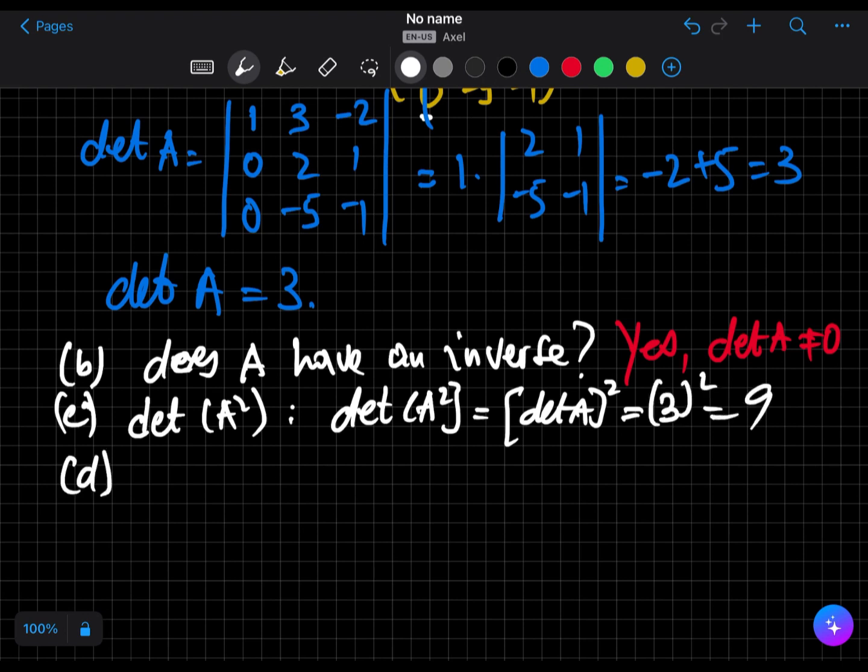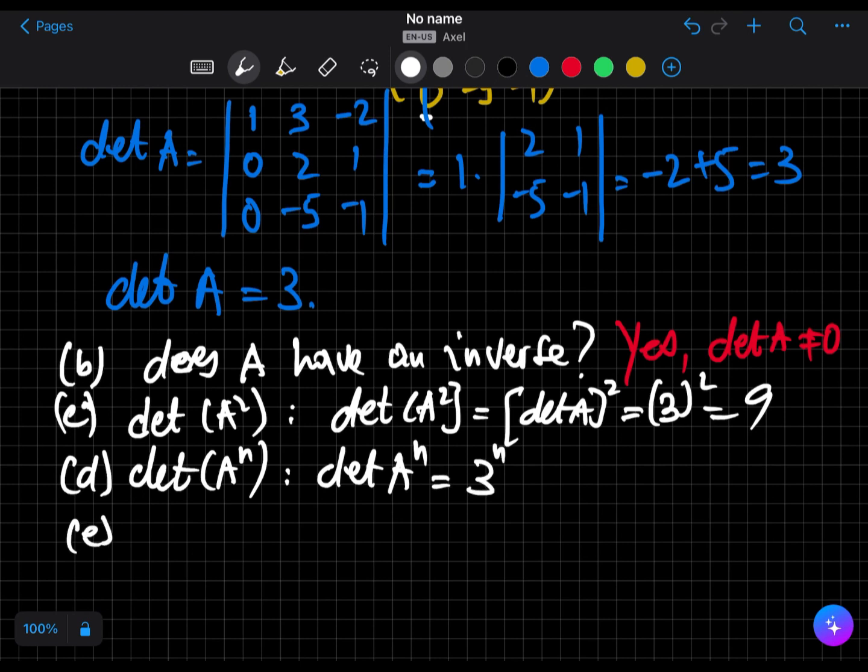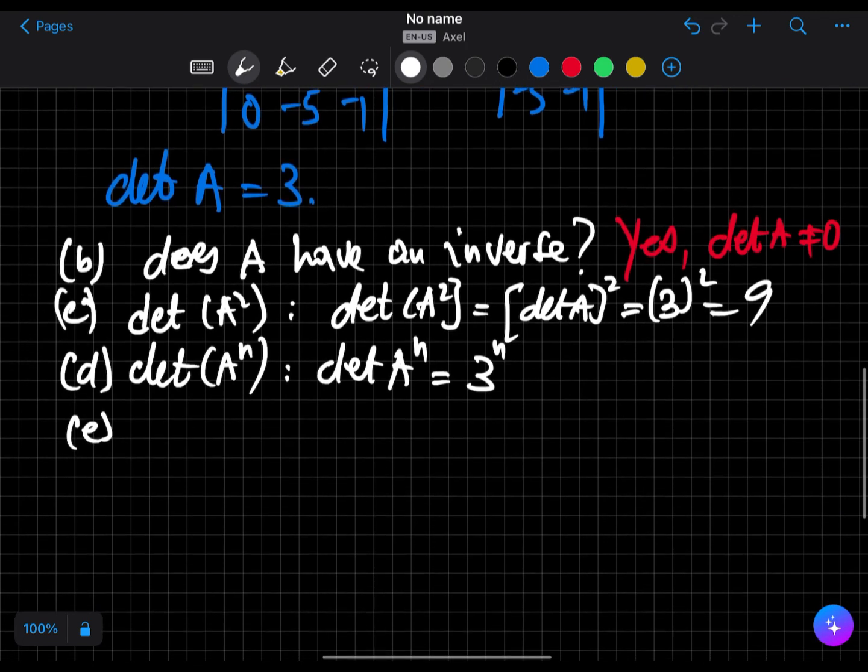Question D, you are asked to find the determinant of A power n, right? Using the same properties, we have that it is 3 power n. And at E, you are asked if it does exist. Does there exist a positive integer n for which A^n has no inverse? So they're asking you if there is any n for which matrix A^n has no inverse.